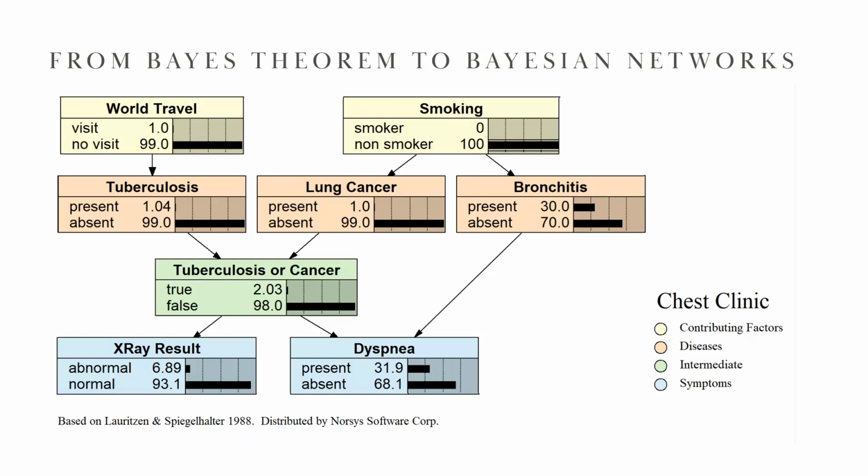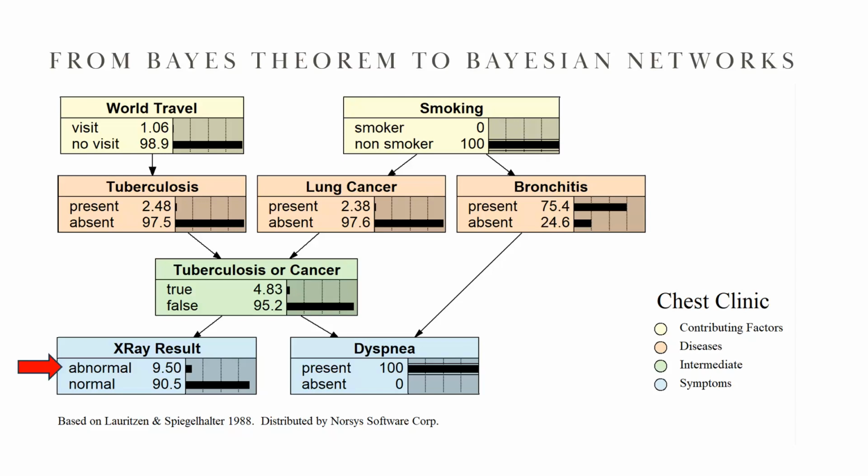You then find out they suffer from shortness of breath. You click on the present element of the dyspnea node. The chance of bronchitis will go up. It's gone up from 30% to 75%. The patient then goes off for an X-ray and comes back positive.